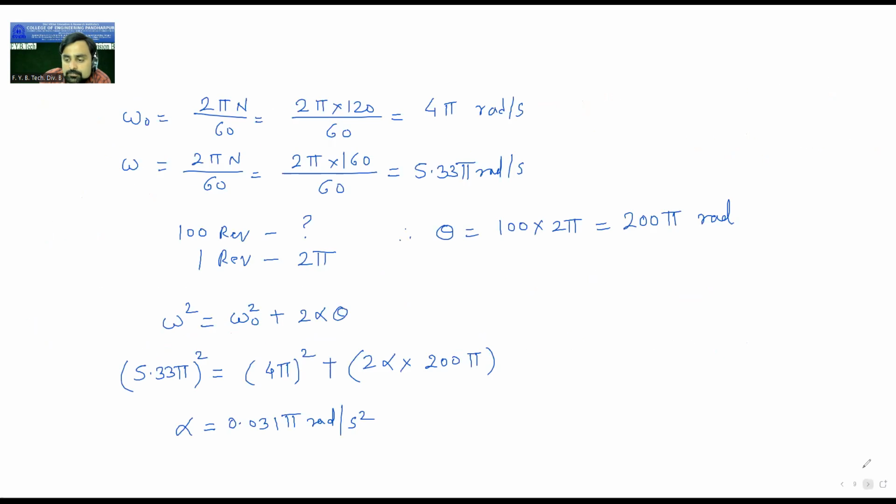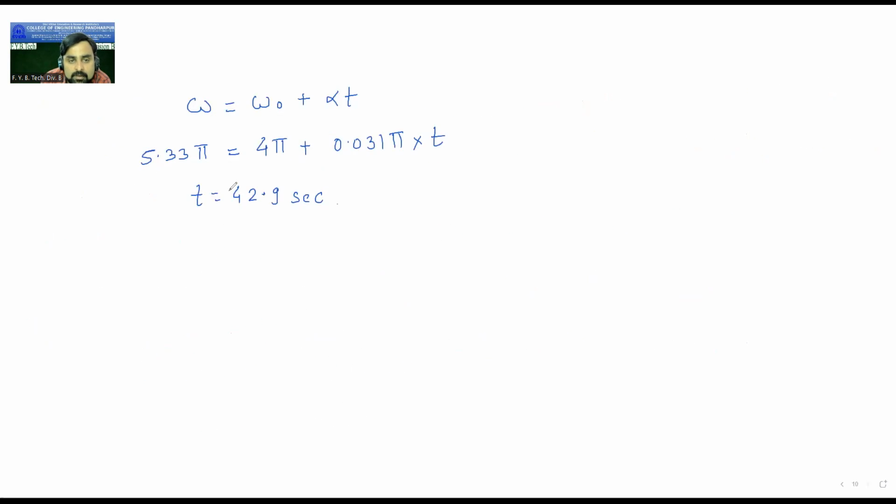So here we will calculate that. The initial velocity omega 0 is 0 radian per second. Then omega is equal to 160 rpm, that is 5.33 pi, already we have calculated in radian per second. Alpha we have already calculated. What is the value? 0.031 pi radian per second square.